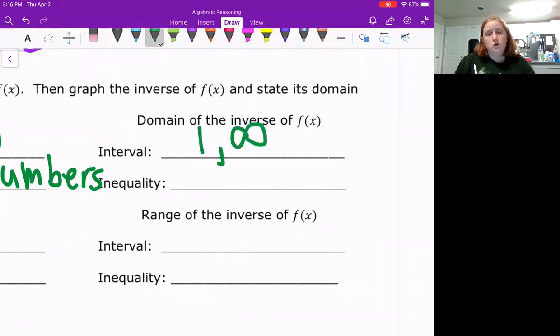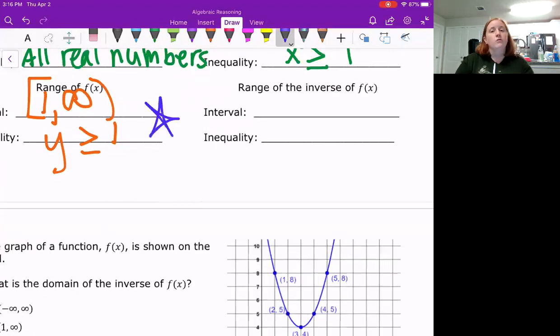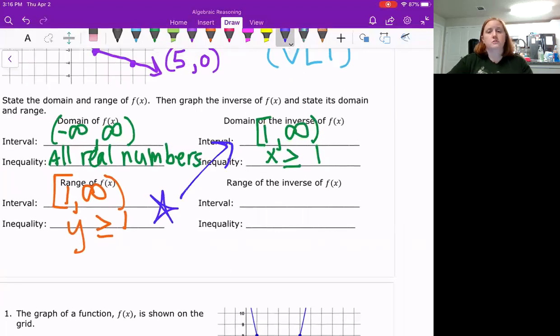It continues to go to the right, so positive infinity. Now, when we do inequality notation, all the x's I highlighted were greater than or equal to the 1. So this looks familiar. Where have I seen this before? I know where. Down here with my original range. It has switched on us.